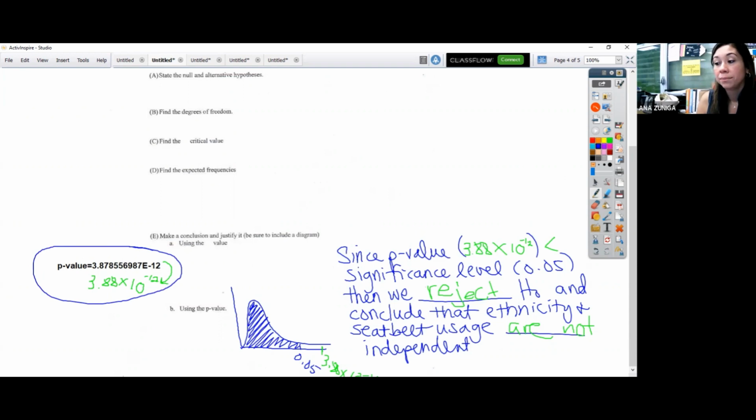So basically, that's it for p-value. It's another way of coming up with conclusions, and it's super easy because we don't really have to do many other calculations. So you need to understand p-value.